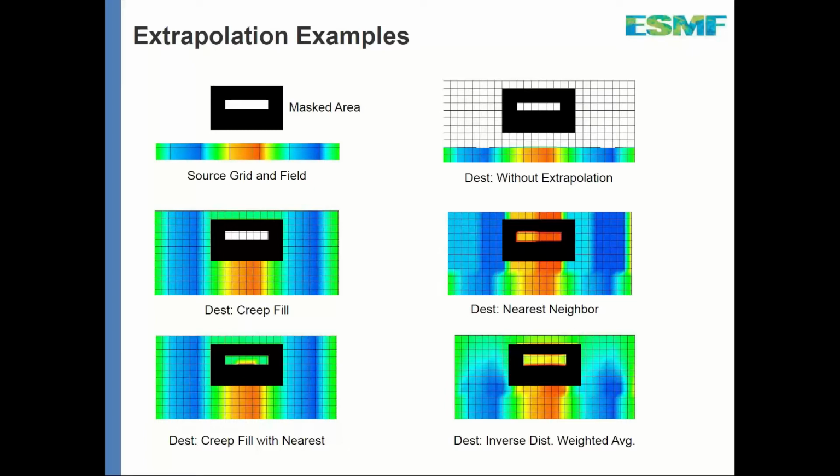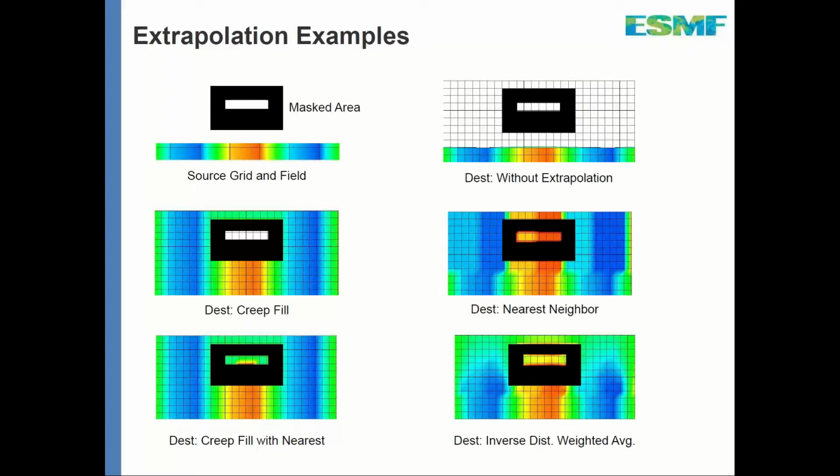The black region is just a masked area in the destination grid that I added to illustrate some properties of the extrapolation. If you look at the square below that, that shows our nearest neighbor extrapolation method. What that does is, to fill each of those destination points, it just grabs the value in the nearest source point.